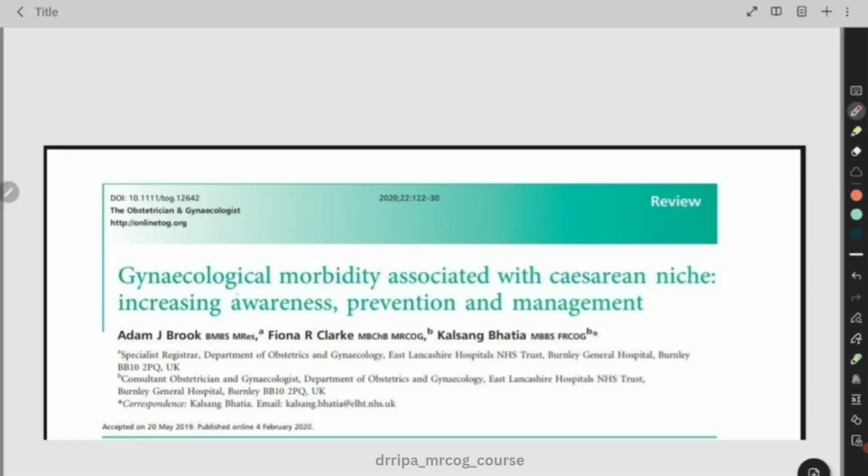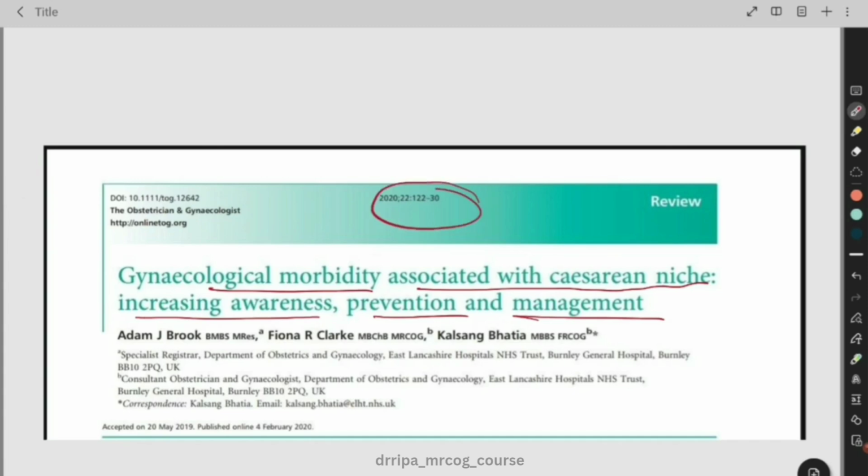This is a TOG article on Caesarean scar niche. The topic is gynaecological morbidity associated with Caesarean niche: increasing awareness, prevention and management. This is a TOG article of 2020. MRCOG Part 2 candidates must read this one.